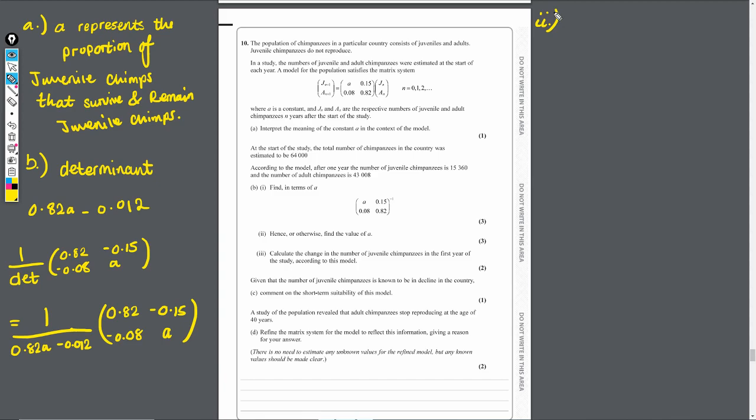So find the value of A. It's a hence or otherwise question. What that suggests is that the previous part of the question will be helpful for solving this. We're going to use this information that they give us now.